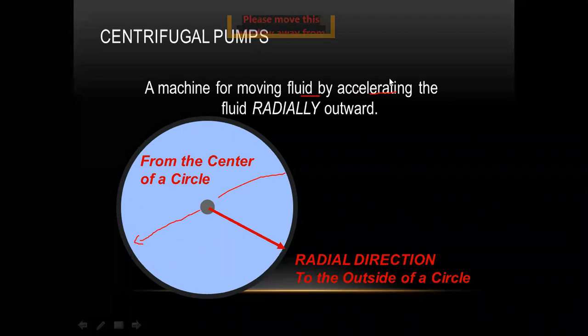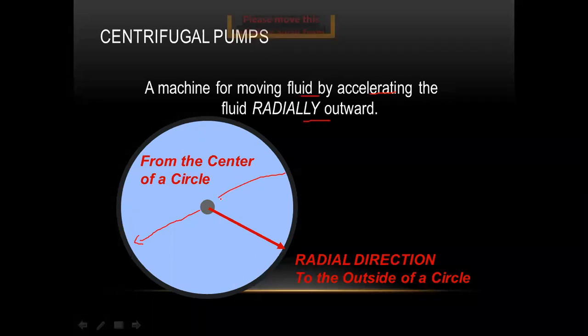The machine for moving the fluid by accelerating it radially outwards. So it is pumping the water radially outwards till the circumference of the casing. So that is the concept of centrifugal action, radial direction to the outside of the circle. Okay, next.